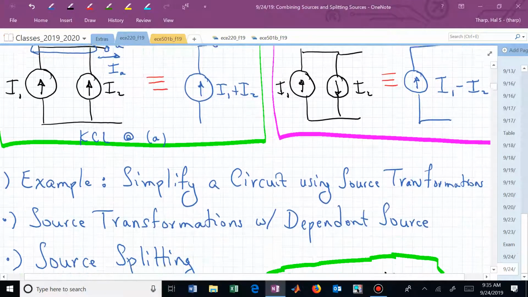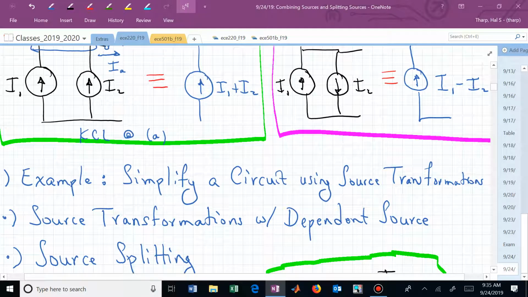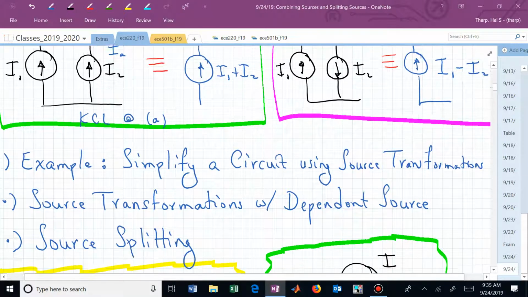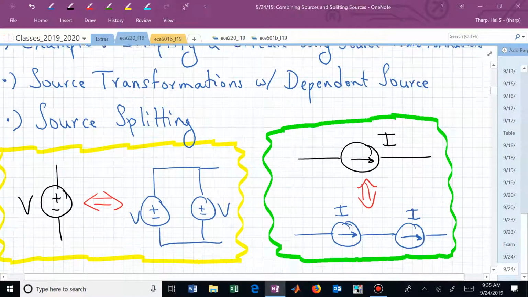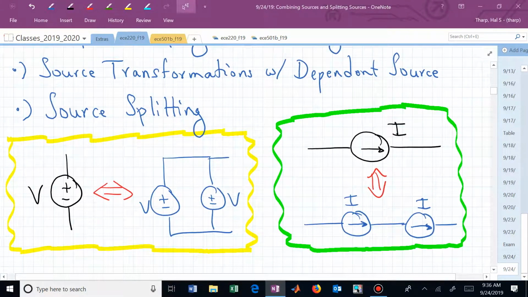We'll go through an example where we simplify a circuit using source transformations. Then we'll look at another example where we do source transformations when there's a dependent source in the mix. And if that's the case, then we have to make sure that we retain the dependent variable that's somewhere in the circuit. We talked about combining sources.